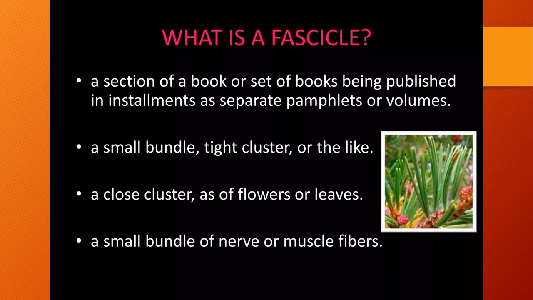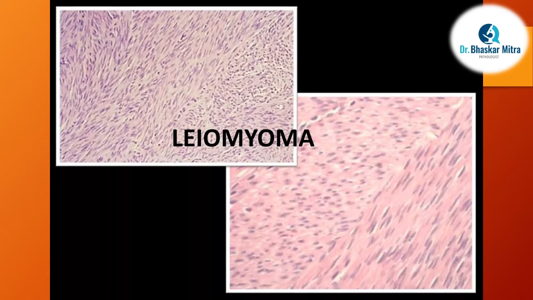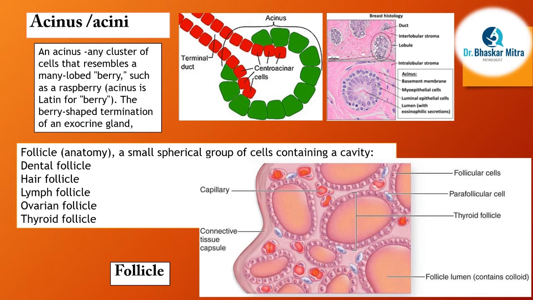So here are small bundles and tight clusters of cells, like clusters of flowers or leaves, and small bundles of nerves and muscle fibers tied together, forming the fascicular arrangement. There are bundles of elongated spindly cells streaming in a polarized way from one side to the other. Here we can see, classically in leiomyomas, bundles of smooth muscle cells arranged in fascicles. Okay, here we can see the polarized arrangement of the cells from one side to the other.